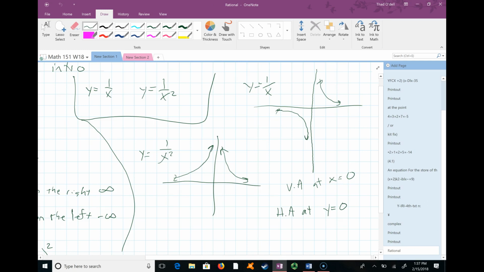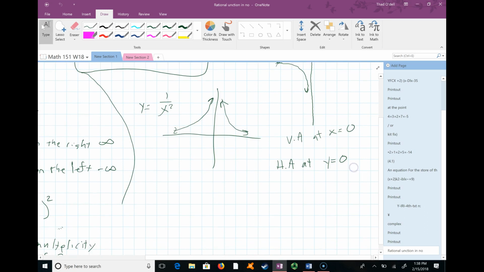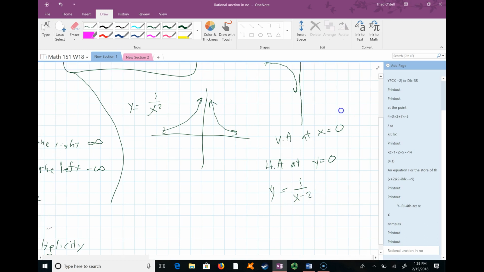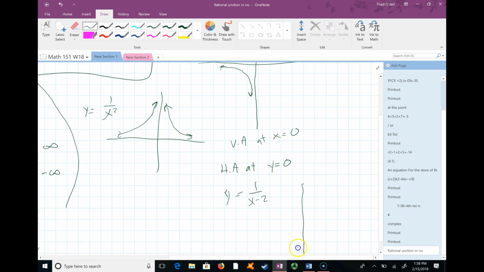And if you think about it for a second, if we were to move this thing to the right 2, you would say this would be y equals 1 over x minus 2, right? So I'd move it to the right 2. And so we know that this thing would look like this. And so notice that the asymptote just moved to the right 2. So notice, more importantly, that the asymptote is in the location of the root of the bottom.